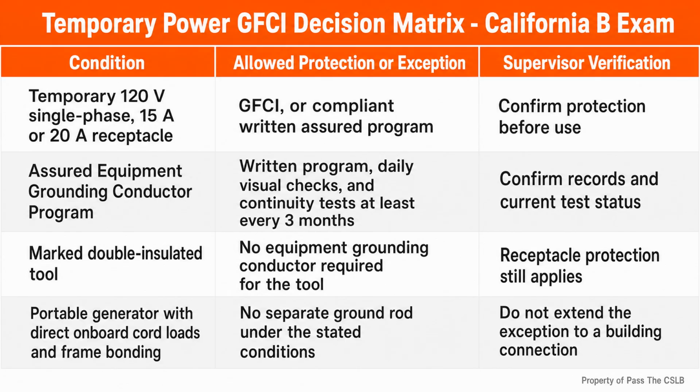Those are separate layers. Suppose a framing crew plugs a double-insulated saw into a temporary receptacle. The two-prong plug may be proper for that tool because the tool has the required marking and internal insulation system. The receptacle still has to meet the construction site protection rule. Double insulation changes the tool grounding requirement. It does not cancel ground fault circuit interrupter protection for temporary power.